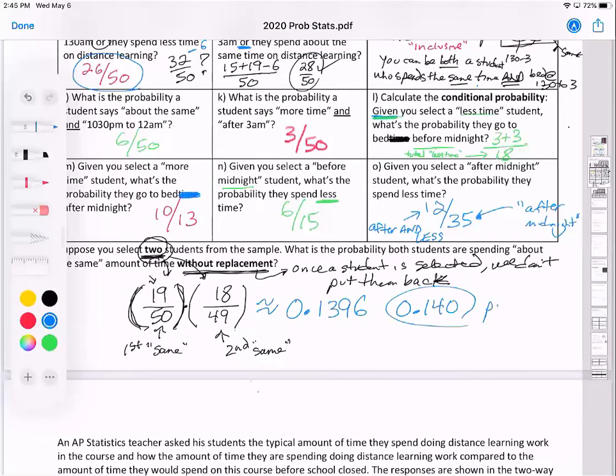This is our probability, which is a number between 0 and 1. Now, if you wrote it as 14%, that's still acceptable, but since it's a probability, I like to write the number between 0 and 1. So that's an example of without replacement. Now, if we had been asked with replacement, then the second fraction would be exactly the same as it was originally. It'd be 19 out of 50 again, because the same person could be selected again. But I think that's good for this video.